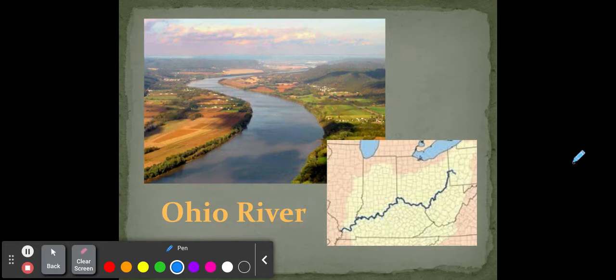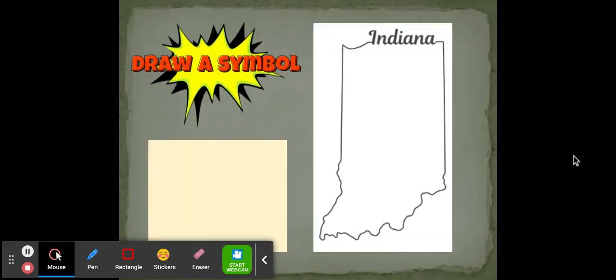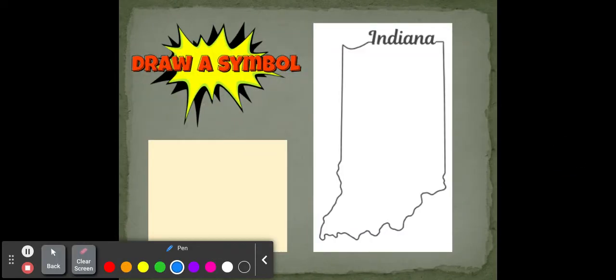Keep your blue crayon out. And if you look down here at the bottom of the state, we're going to trace this line with a blue crayon. So go ahead and use your blue crayon and trace that line.